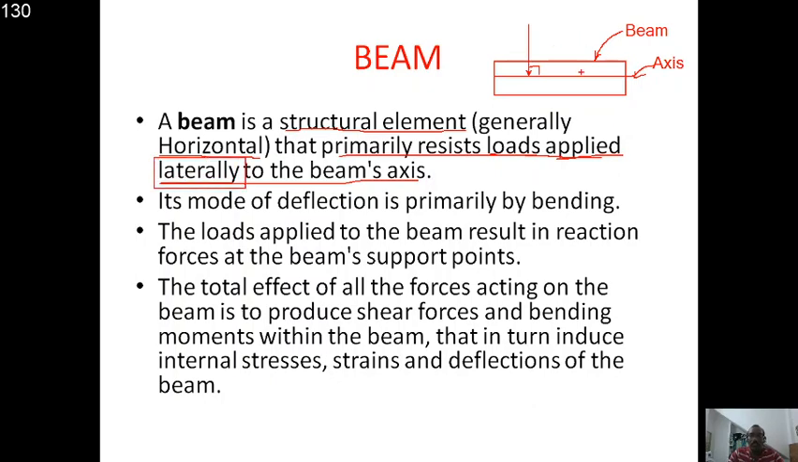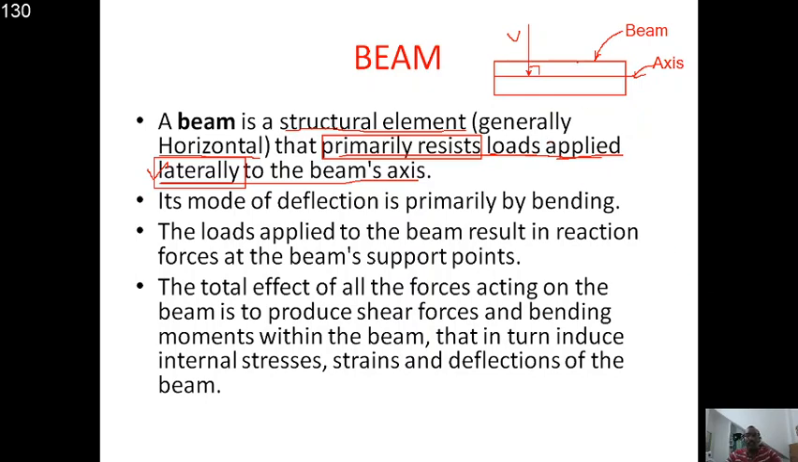Sometimes the loads can also act like this. This is the primary definition. What he wants to say is that it primarily resists in which direction? Laterally. It resists laterally. So this is how he defines a beam: a beam is a horizontal structural element that primarily resists loads applied laterally to the beam's axis, right?